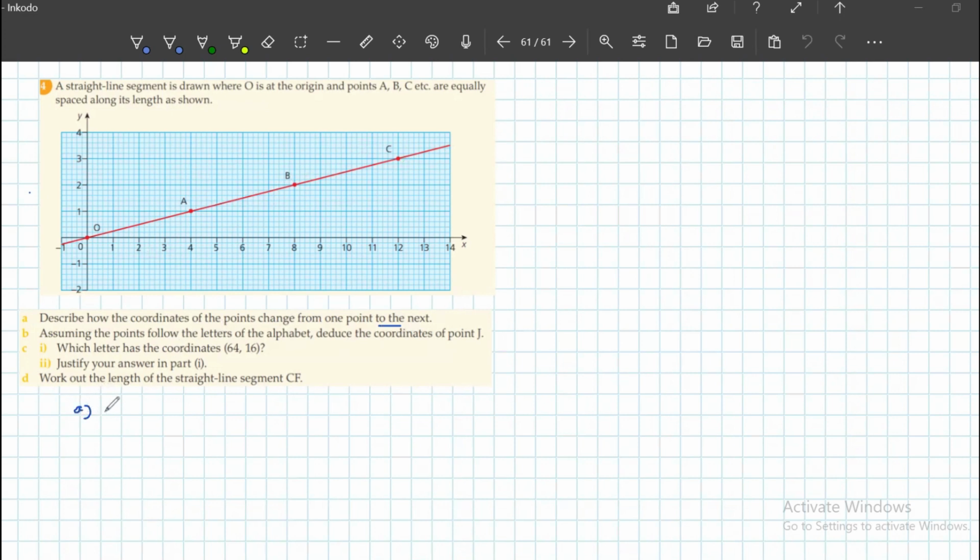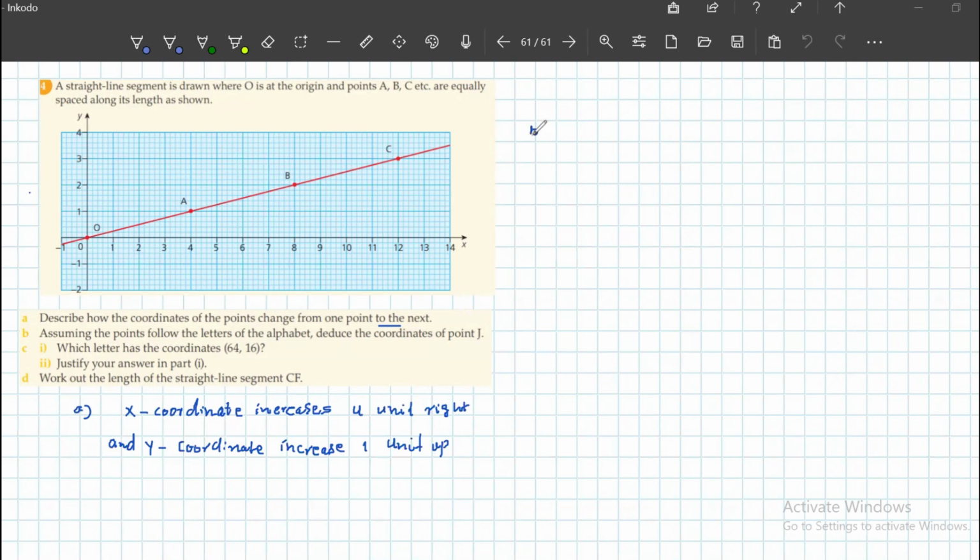So the answer to A: we can describe the change in the coordinates of the point like this. The x coordinate increases 4 units right, and the y coordinate increases 1 unit up. In each case, it will happen like this.